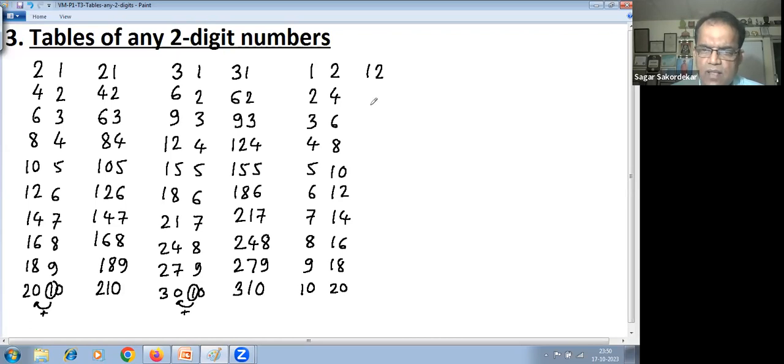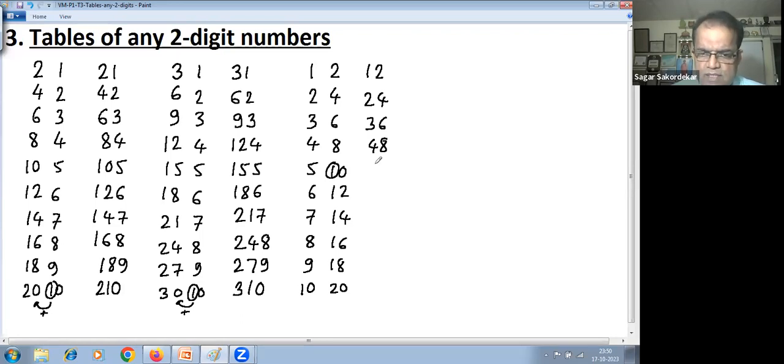12, 24, 36, 48. Now, here double digit started. In the first two examples only the last step had a double digit, but it can come anywhere. So the moment there is a double digit, it will continue for all the remaining numbers.